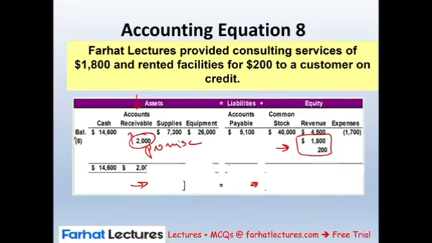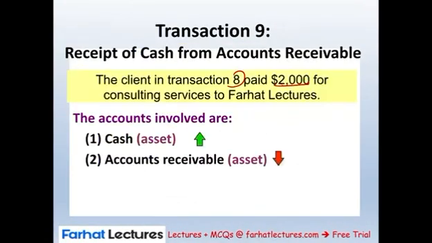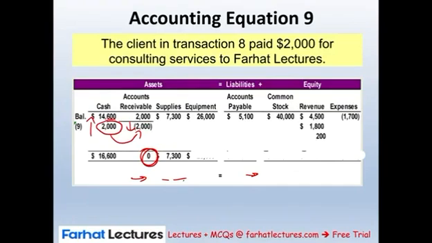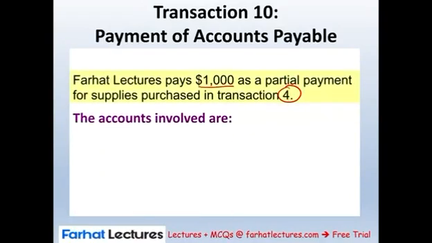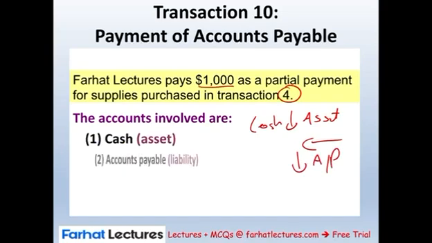Well, if we paid $1,000 of that, which accounts are affected? Let's start with the easy part. We paid cash. Cash is affected. What type of account is cash? Cash is an asset. So let's analyze this transaction. Cash is going down. Cash is an asset. So we gave up cash. What did we get in return? We got in return a reduction in the accounts payable. We are paying off our bill. Accounts payable is a liability.